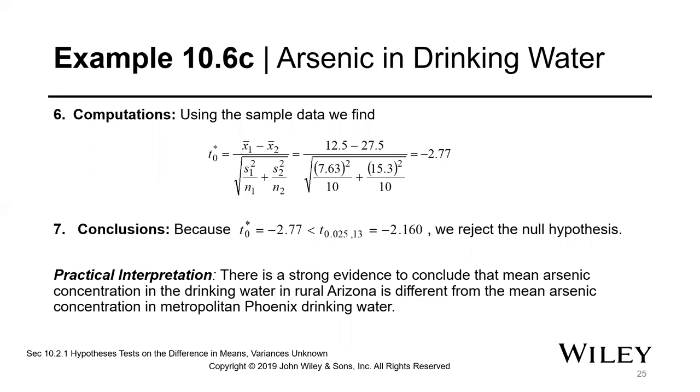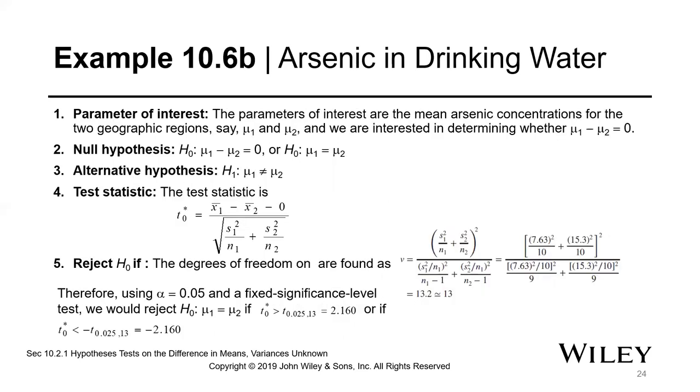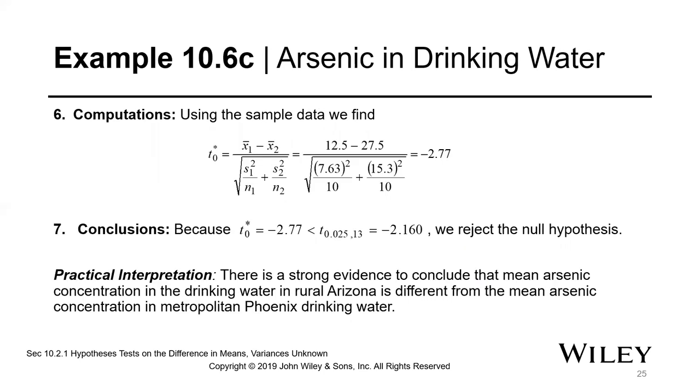So the mean difference, a lot of negatives, over the square root of 7.63 squared over 10 plus 15.3 squared over 10, which gives us a negative 2.77. Because we already calculated back here 2.16 plus or minus as our critical t, we would reject the null hypothesis, meaning there's a difference in arsenic levels between rural and urban Arizona.